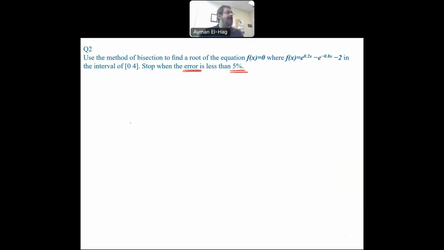So this is our function here, and we are given that the answer is between 0 and 4. So f of 0, substituting there, will be equal to -2. f of 4, the other side of the interval, is equal to 0.185. So f of 0 times f of 4 is indeed less than 0. And hence, we will have at least one solution, an odd number of solutions. So assume there is one solution between these two points.